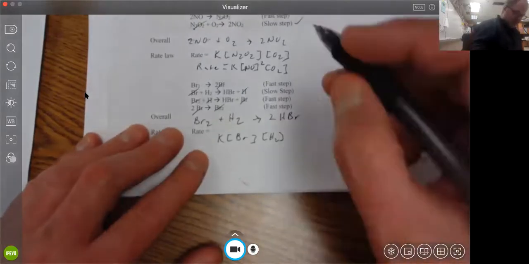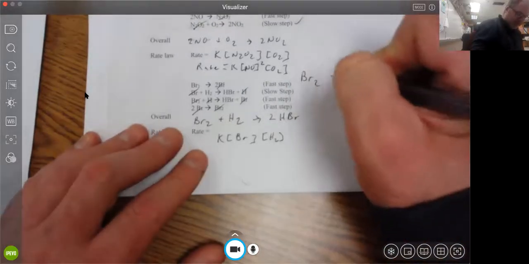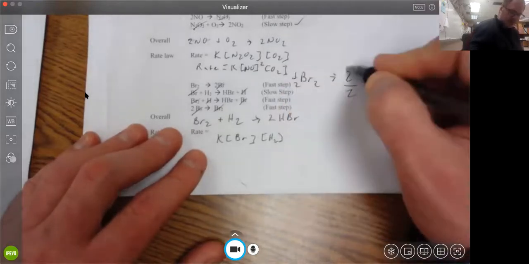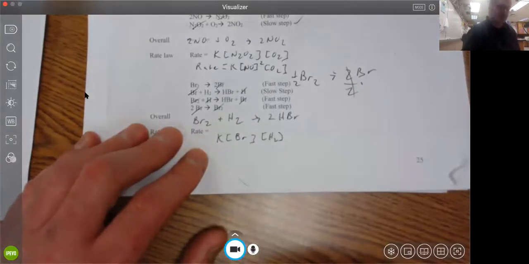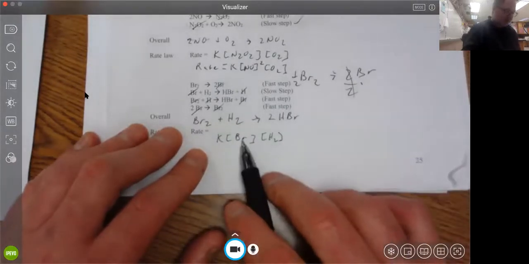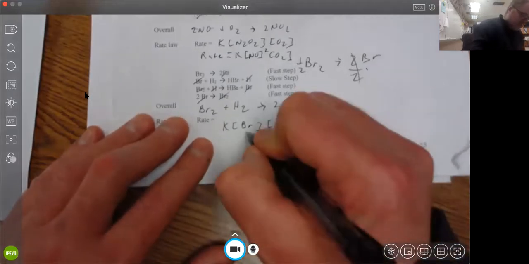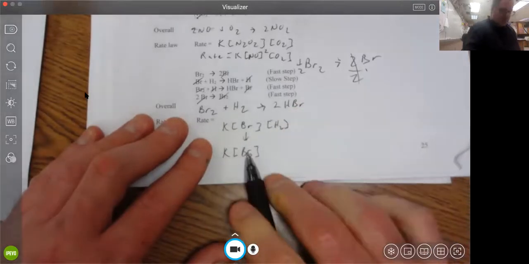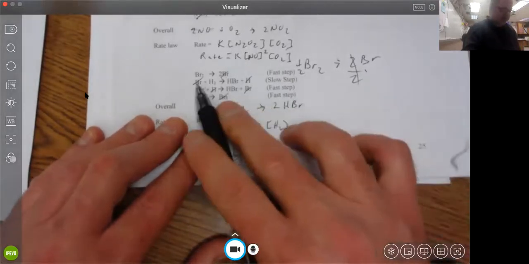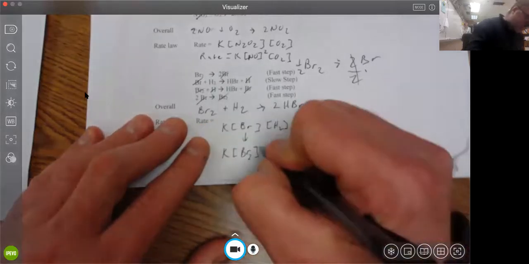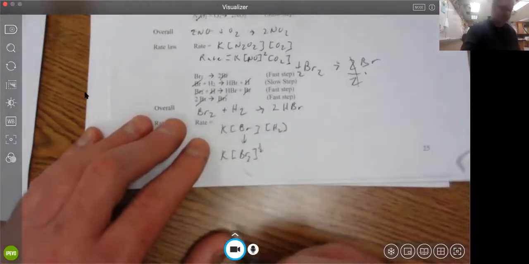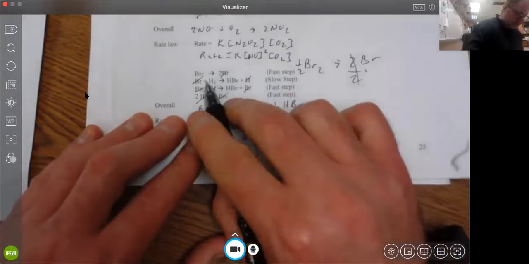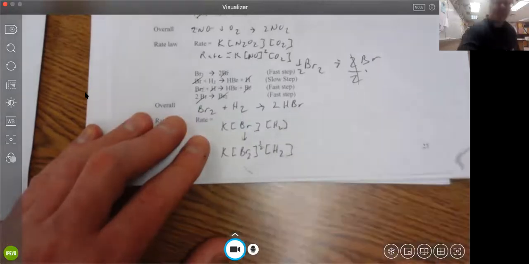Well, what does that mean? Well, we take Br2 to 2Br and we divide it by 2 to get 1 to a half. So that means for this reaction, this is going to become k times Br2. But what is the coefficient after we rebalance this out? 1/2. So that is to the half order. And then H2 is to the first.